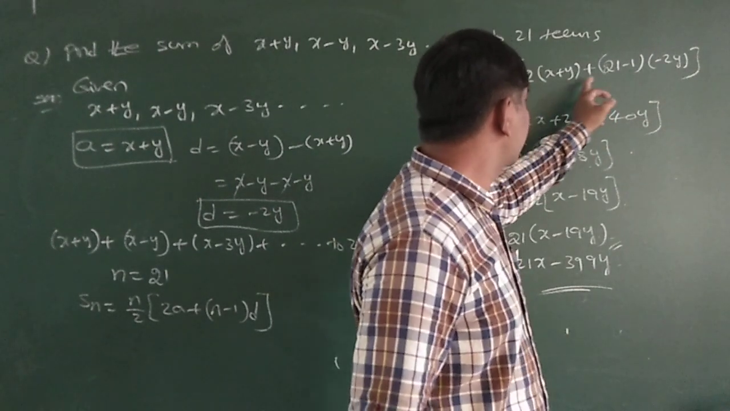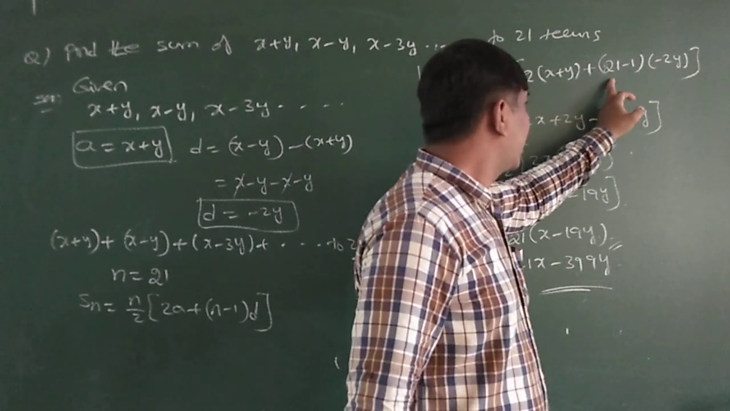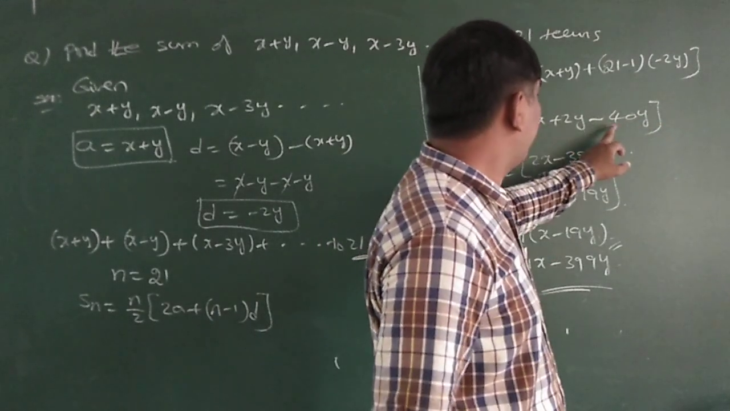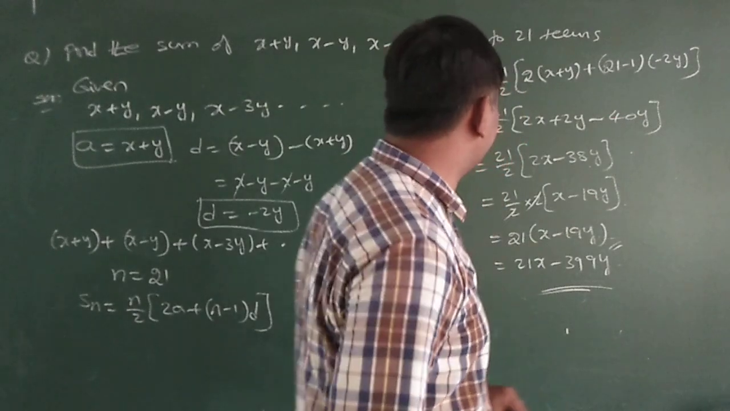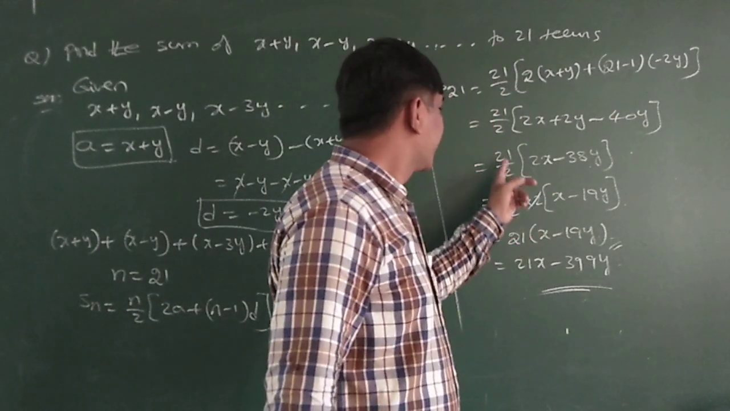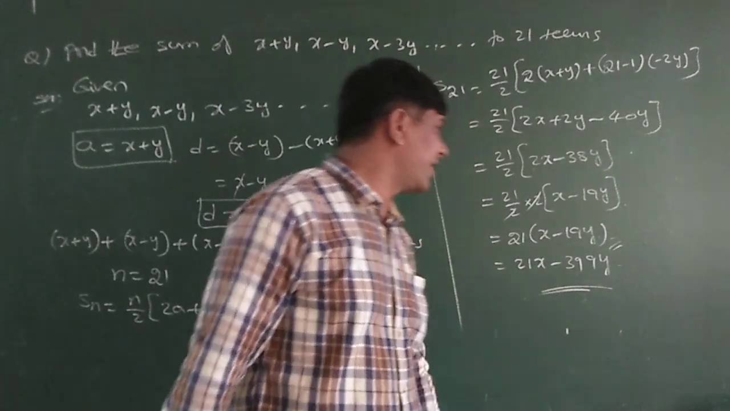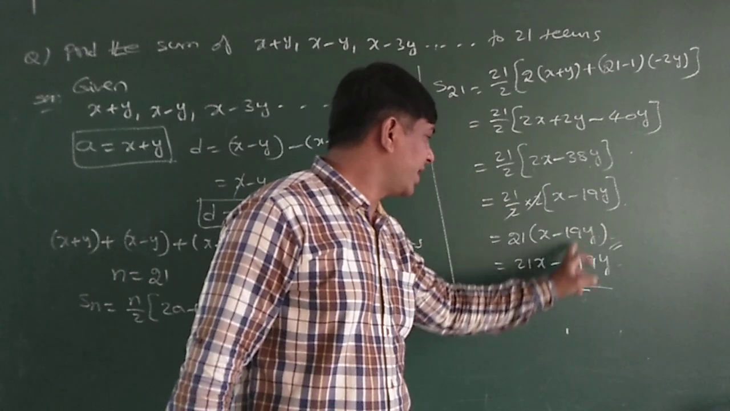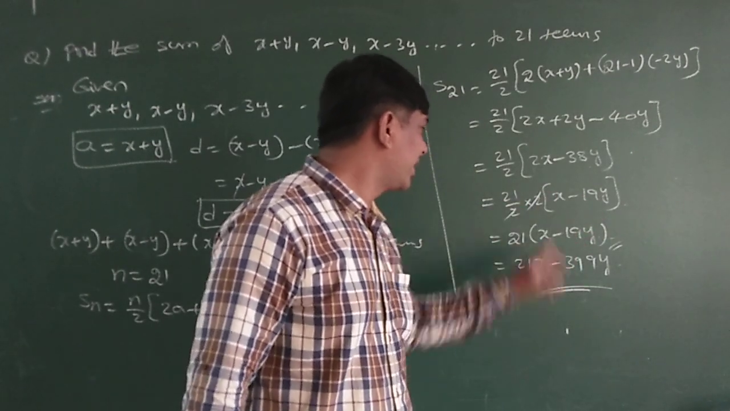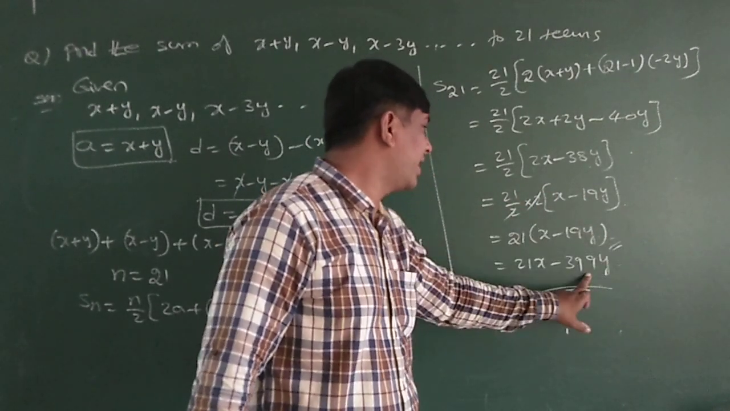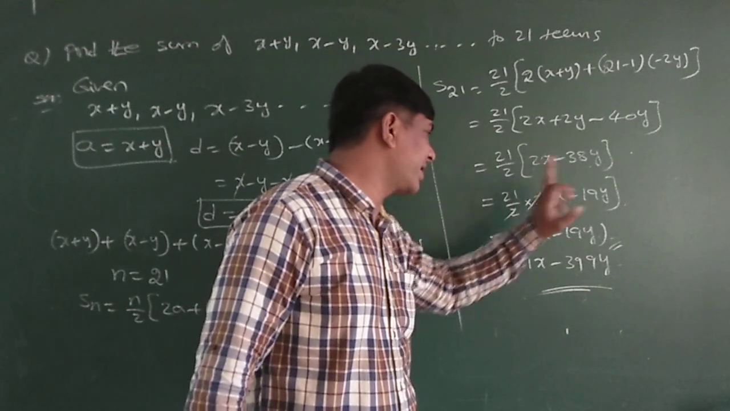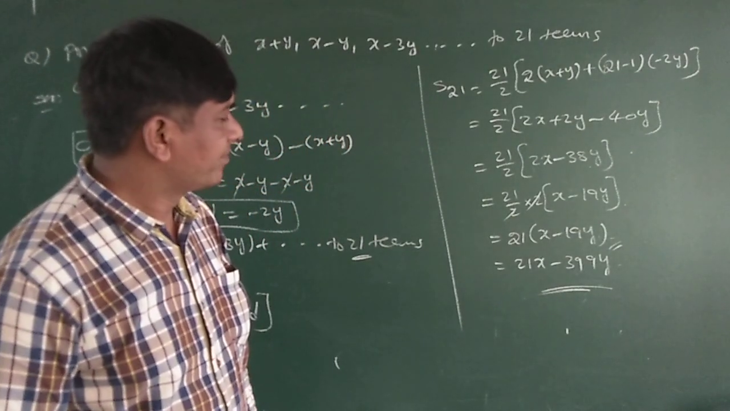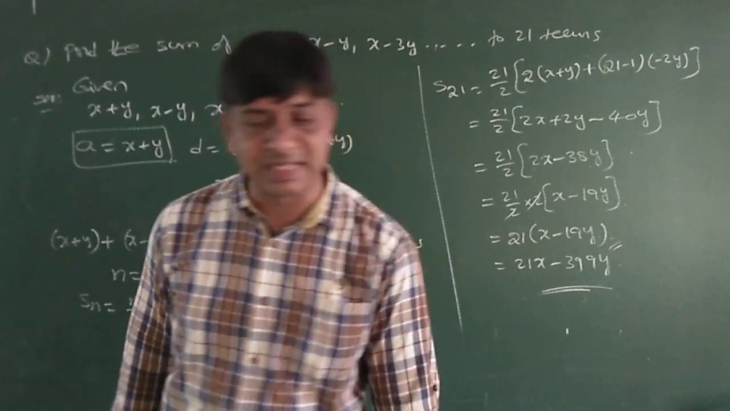2 into x plus y is 2x plus 2y. Here plus 20 into minus 2y is minus 40y. Now 2x plus 2y minus 40y is 2x minus 38y. Take 2 common. 21 by 2 into 2 into x minus 19y. Now 21 into x is 21x, and plus 21 into minus 19y. 19 ones are 19, 19 twos are 38, 38 plus 1, 39, so 399y. Okay, this is your final answer. Please note it down.